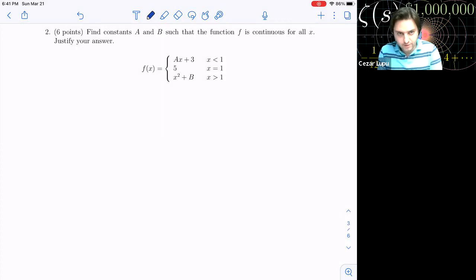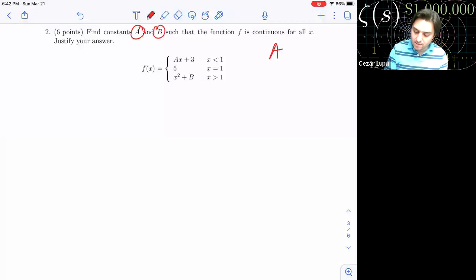So the first piece is for x strictly less than 1. As you can see, I have those constants a and b. So it's ax plus 3. At x equals 1, the function is 5. It's constant 5, and for values of x greater than 1, we have x squared plus b. So we need to find these a and b, right? Look at them here. So who is a? Who is b? So think about it.